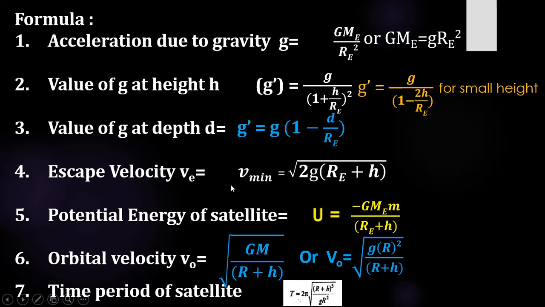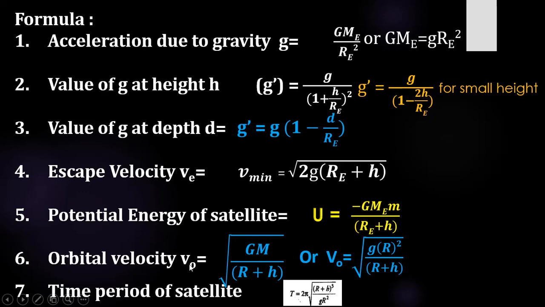If you are calculating the escape velocity from the surface of earth, you just have to write root of 2g Re instead of writing Re plus h. So the potential energy of the satellite U equal to minus G Me m upon Re plus h, where Me is the mass of earth and small m is the mass of satellite, and h is the height of the orbit in which the satellite is revolving around the earth, and Re is the radius of earth, G is the universal gravitational constant.